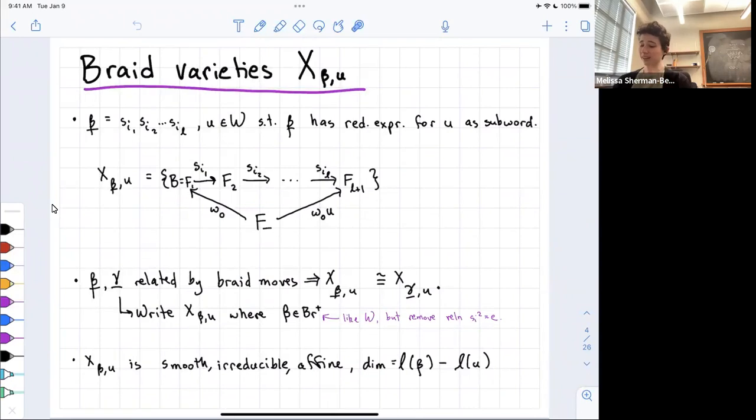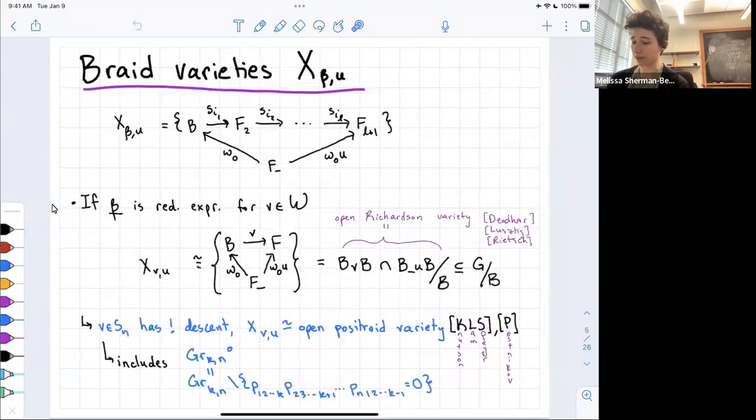So, okay, now what can I tell you about these things right off the bat? Well, they're smooth, they're irreducible, they're affine, and they have a very predictable dimension. It's just the length of the braid word that you picked minus the length of U as an element of the Weyl group. And you might be thinking, well, okay, fine, you can define these. It turns out that geometrically they're fairly well behaved, but why would you do this?